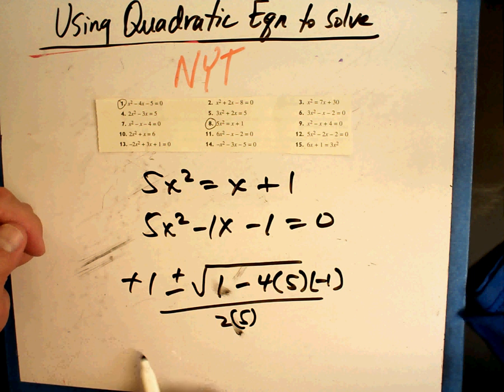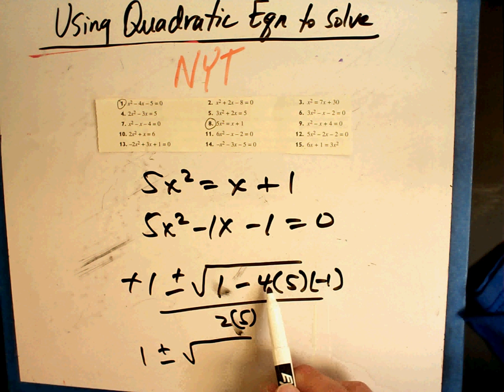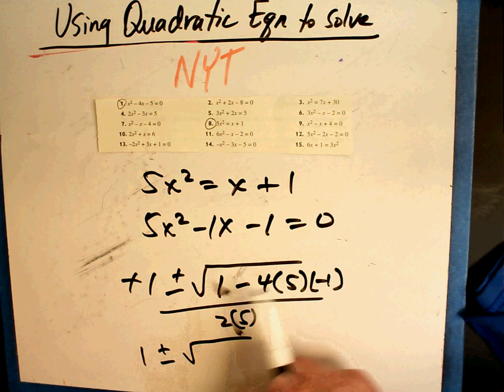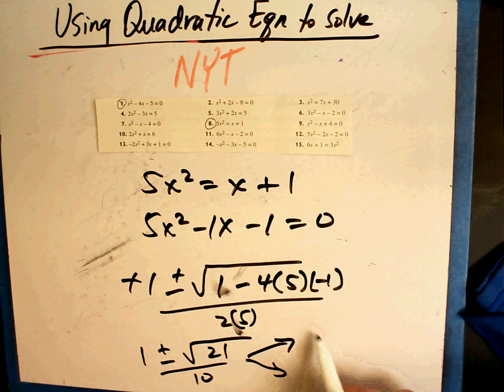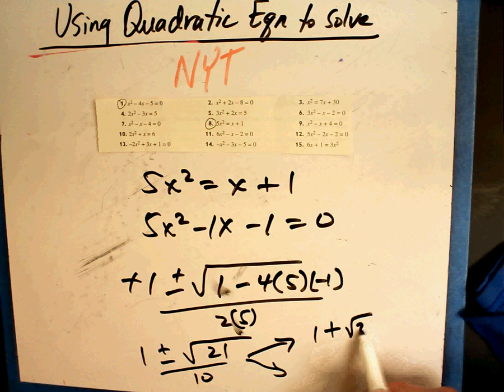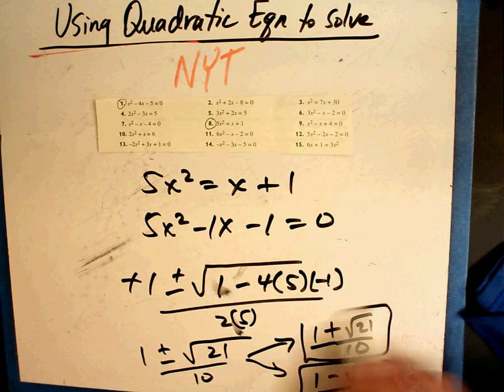Okay, so it's 1 plus or minus square root of, let's see, that's a positive plus 20, plus 1, that's plus 21 over 10. So my two answers are, can I take the square root of 21? No, and there's nothing that's a square inside that. That's 7 times 3. So it's 1 plus the square root of 21 over 10. And it's 1 minus the square root of 21 over 10. Those are my two answers.